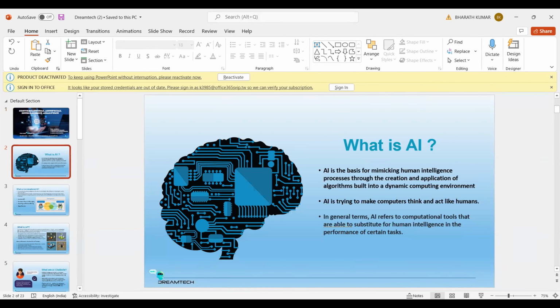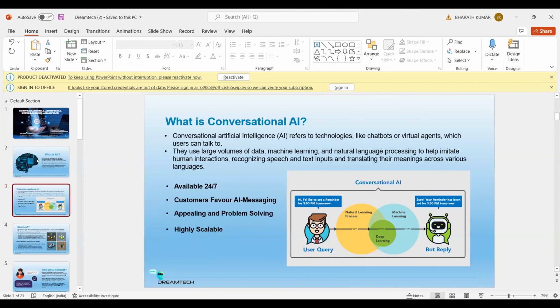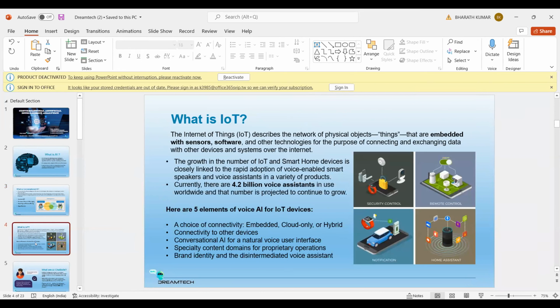AI is the basis of mimicking the human intelligence process through the creation and application of algorithms built into a dynamic computing environment. Nothing but we are making computers act like humans. Coming to the next slide, we talked about conversational AI. Conversational AI is nothing but using chatbots and virtual agents to communicate instead of humans. And here, about the Internet of Things, the connection of things with sensors and software.